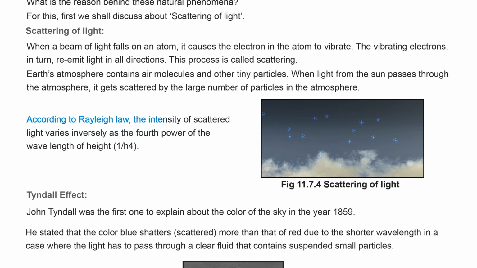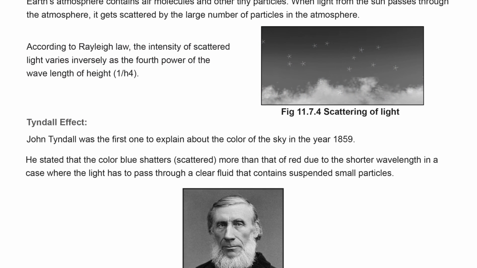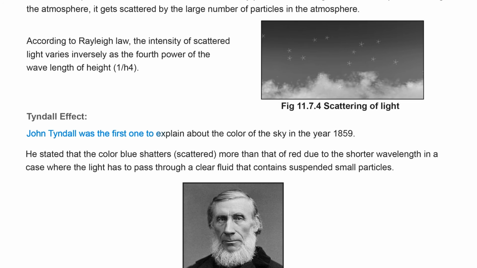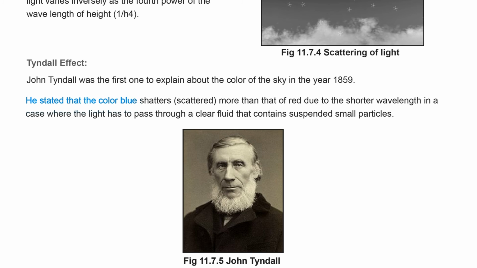According to Rayleigh's law, the intensity of scattered light varies inversely as the fourth power of the wavelength of light, 1 by lambda to the power 4. Tyndall effect. John Tyndall was the first one to explain the color of the sky, in the year 1859. He stated that the color blue is scattered more than red due to its shorter wavelength, in a case where the light has to pass through a clear fluid that contains suspended small particles.